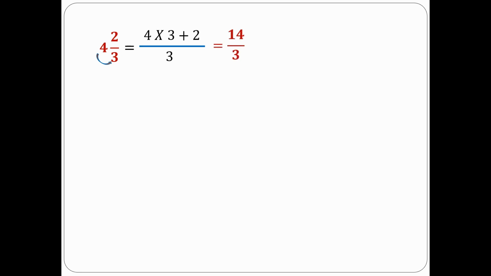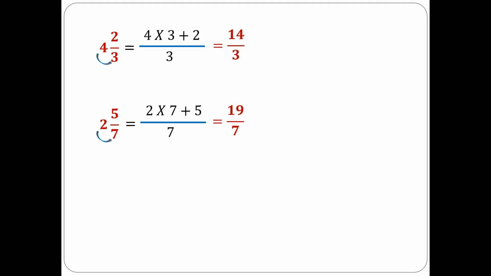Let's have another example. Let's say we have 2 and 5/7. So first rewrite the denominator. Next is multiply 2 times 7 and then add 5. So we have 2 times 7 plus 5. So we got 2 times 7 is 14, plus 5 which is 19 over 7.